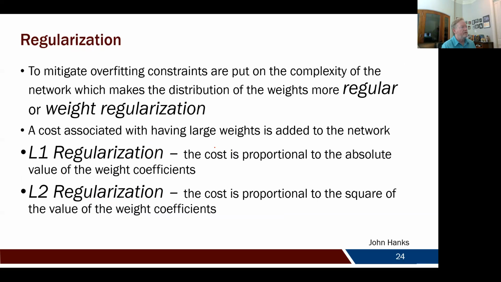Regularization mitigates overfitting: constraints are put on the complexity of the network, which makes the distribution of the weights more regular, and that's why it's called weight regularization. A cost associated with having large weights is added to the network. L1 is proportional to the absolute value of the weights, where L2 is proportional to the square of the weights. L1 is absolute value, L2 is square.